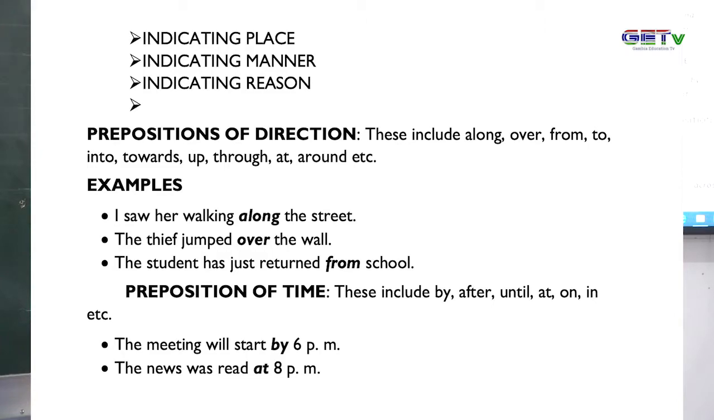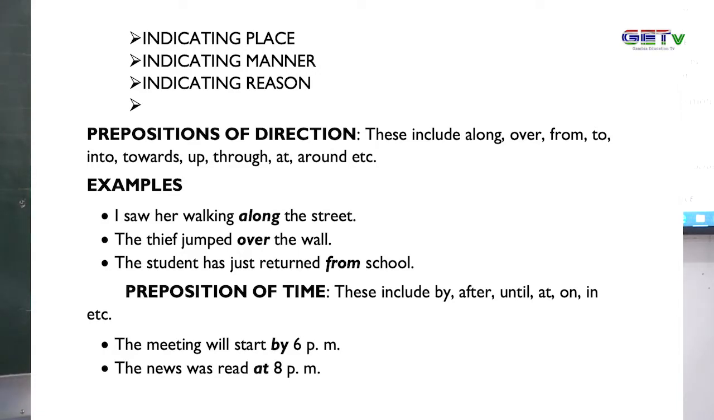Let's look at examples. Example 1. I saw her walking along the street. The "along" is indicating a direction. 2. The thief jumped over the wall. The "over" also is indicating direction. 3. The student has just returned from school. The "from" also is indicating direction. So these are examples that are indicating directions, and we categorize them as prepositions of direction.